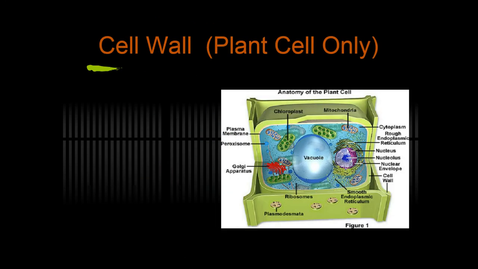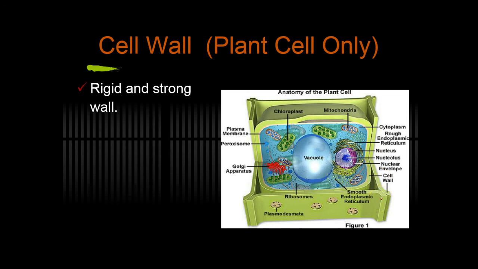Now let's talk about some things that are not in all cells, things that are only in plants. The first thing is the cell wall. If you take a look at this plant cell diagram, this thick green, what looks pretty stiff, that structure is called the cell wall. It's rigid and strong.